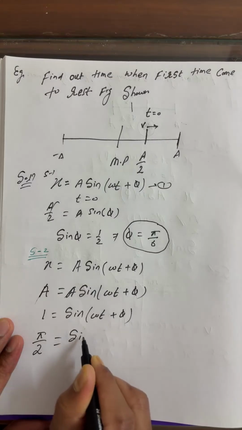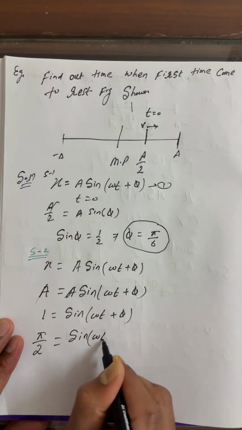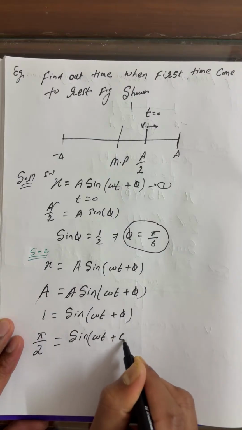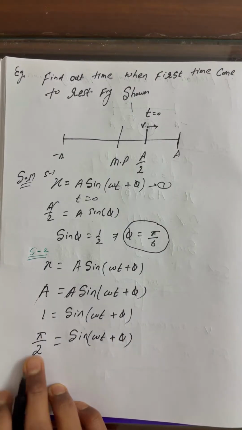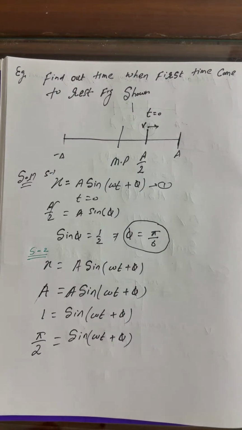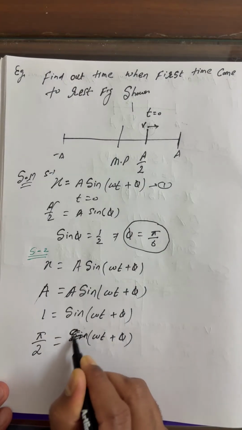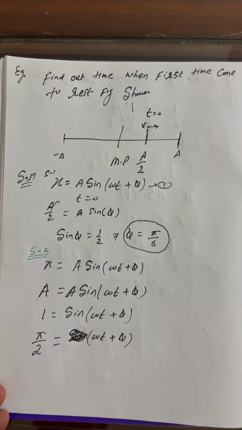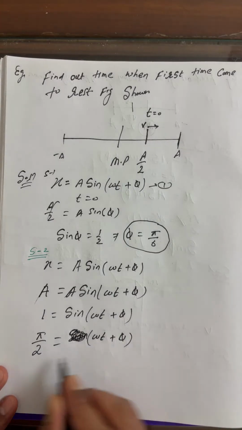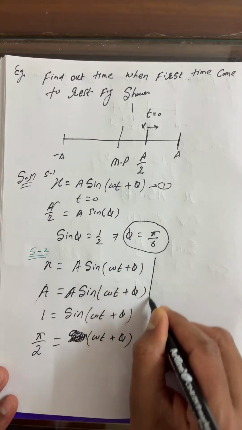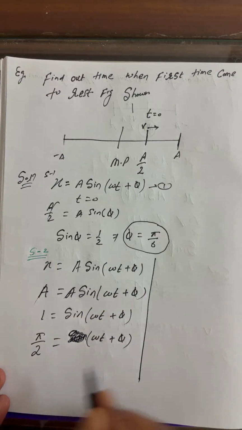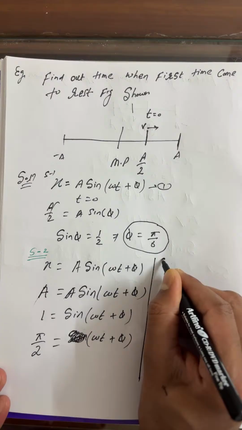y is equal to sine of omega t plus phi. So this is pi by 2. So you can't write this here. Sine you have to remove here. Right? Okay. So simply you can write here omega t plus phi is equal to pi by 2. Now I'll continue from here.